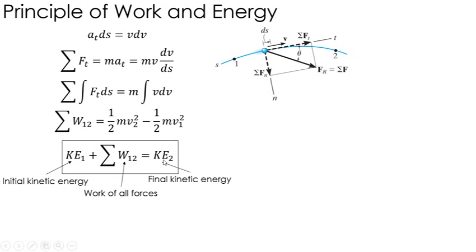And this is the principle of work and energy, right? So I have an initial kinetic energy. If I do work on that, I'm going to get some sort of final kinetic energy, where kinetic energy, again, is defined as 1/2 m v squared.